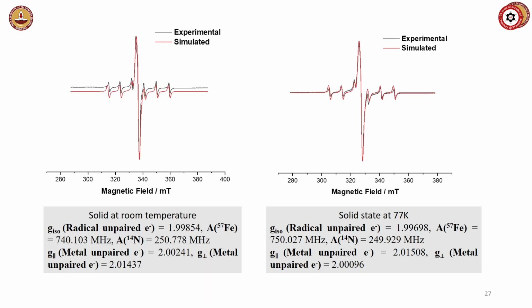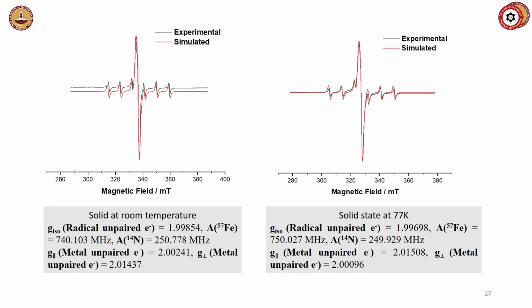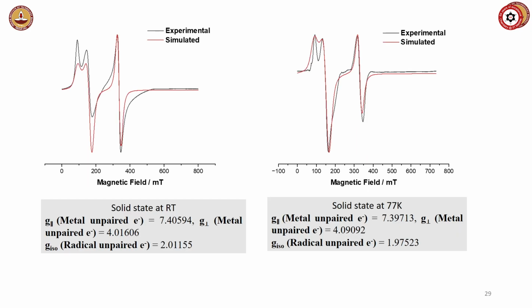Again, the same compound at 77 Kelvin, so the coupling constant is very strong, you can see it is 250 megahertz. Earlier, for iron it was 744, and here it comes to about 740, so a slight change in the values. This is for one signal for the electron and another signal for the iron, so we can get both. So it keeps on going.